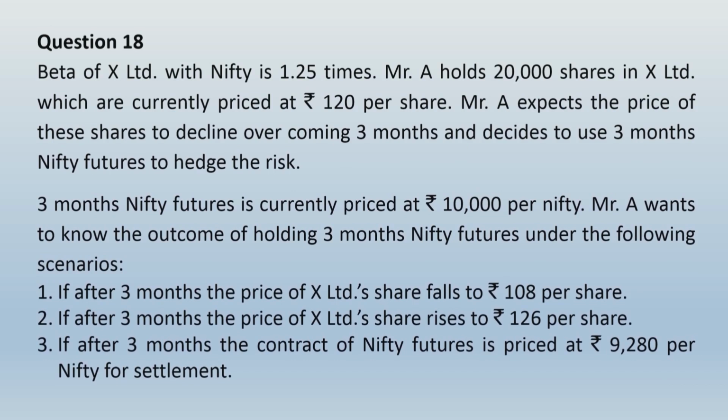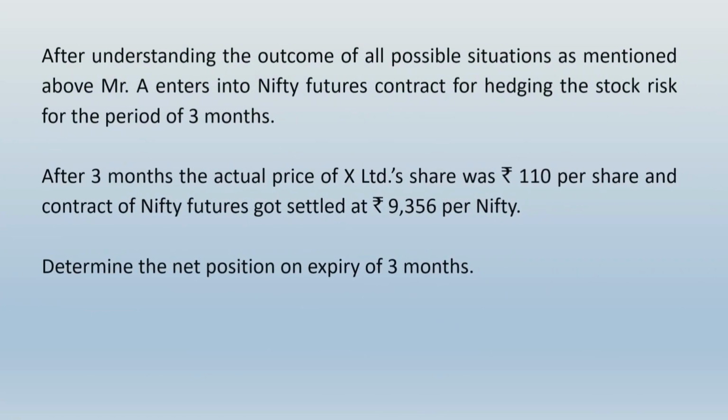Mr. A expects the price of these shares to decline over the coming 3 months and decides to use 3-month Nifty futures to hedge the risk. 3-month Nifty futures is currently priced at rupees 10,000 per Nifty. Mr. A wants to know the outcome of holding 3 months Nifty futures under the following scenarios. Number 1, if after 3 months the price of X Limited's share falls to rupees 108 per share; if after 3 months the price of X Limited's share rises to rupees 126 per share; if after 3 months the contract of Nifty futures is priced at rupees 9,280 per Nifty for settlement. The question conveys some more information ahead, that is, after understanding the outcome of all possible situations as mentioned above, Mr.